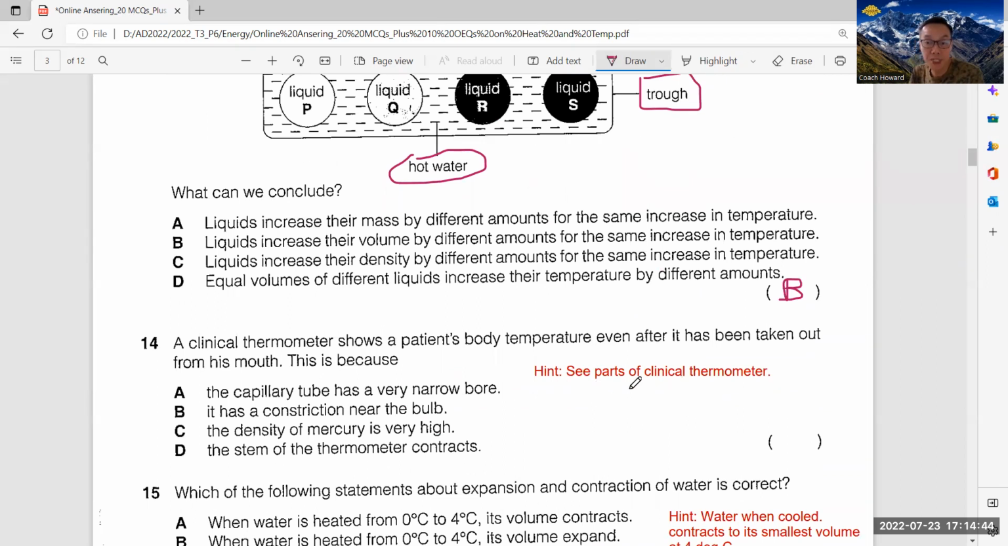Okay, this one we have seen already, right? The clinical thermometer. Okay. So this one I told you earlier, the function of the constriction, right? So if you know the constriction, immediately you know the answer is B. Okay. The constriction near the bulb prevents the mercury from sliding back, so the temperature can be taken accurately.